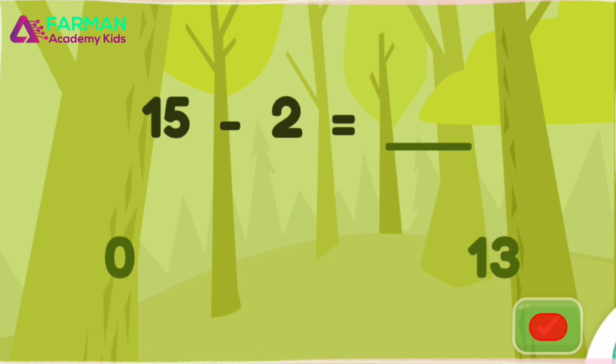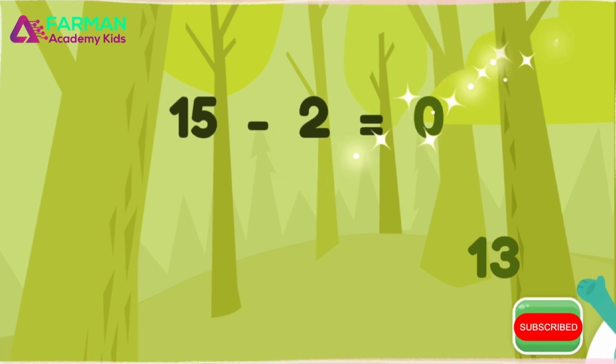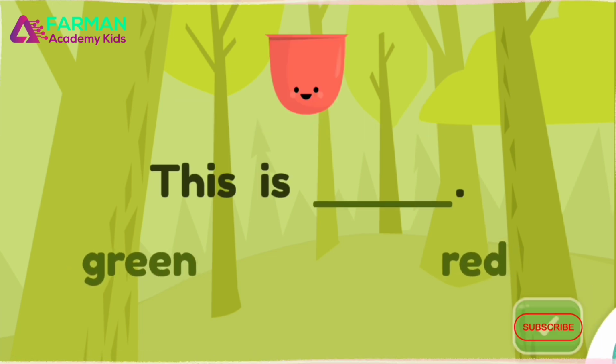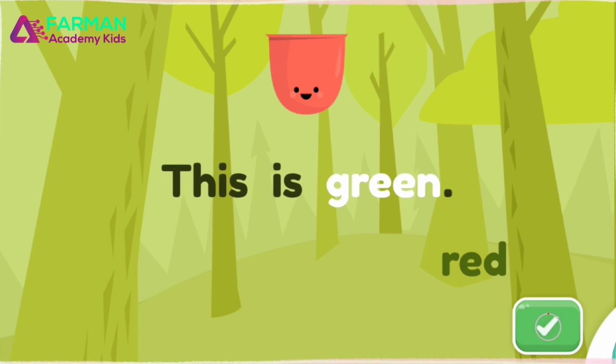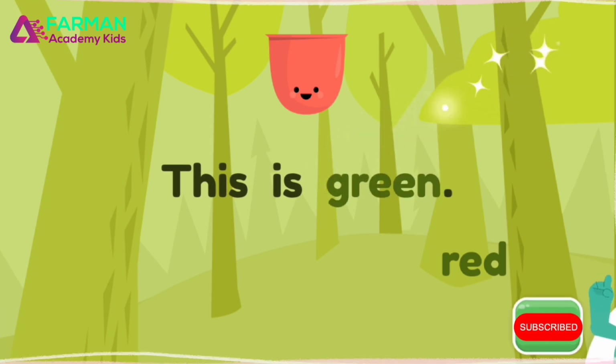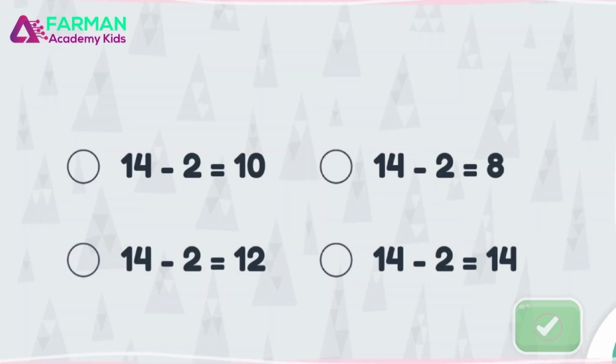This one is tricky. Drag the number to make the equation false. Nice work! 15 minus 2 does not equal 0. This is false. This one is tricky. Drag the word to make the sentence false. Green. Great! You made the sentence, this is green. That is false. The toy is red. Find the equation that is true.